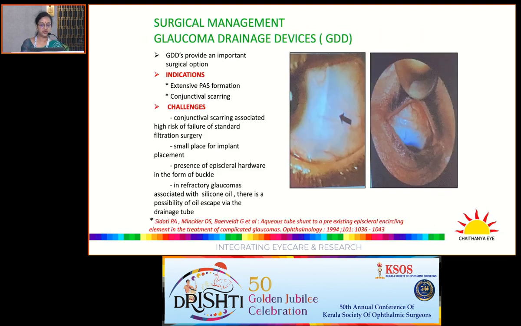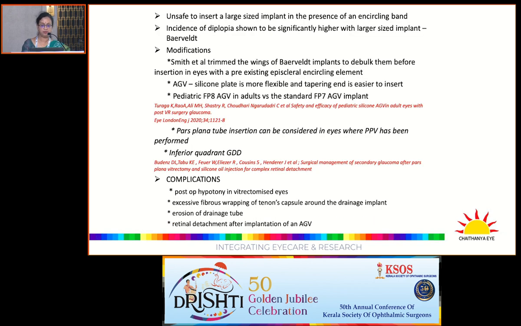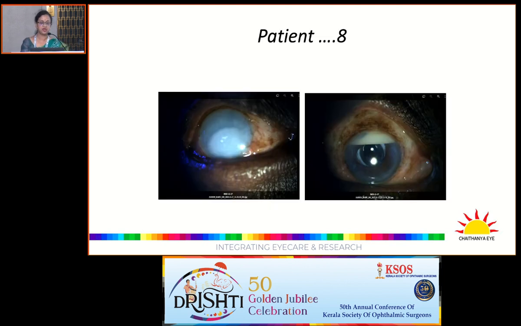And GDDs, again, when the buckle is there, obviously the space is less for the GDD. But I think GDDs, a lot of modifications are there, but they do well if you can put the tube over the implant after dissecting the conjunctiva over the implant. Inferior quadrant GDDs have been proposed as modifications, pediatric valves have been proposed, and tube insertion in the pars plana has been proposed as modifications, but post-op hypotony in vitrectomy eyes is always a complication.